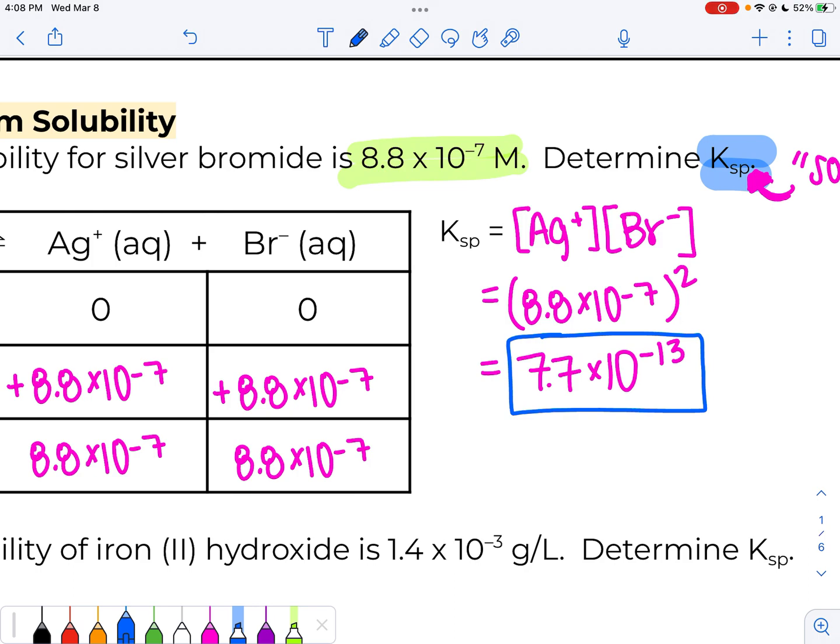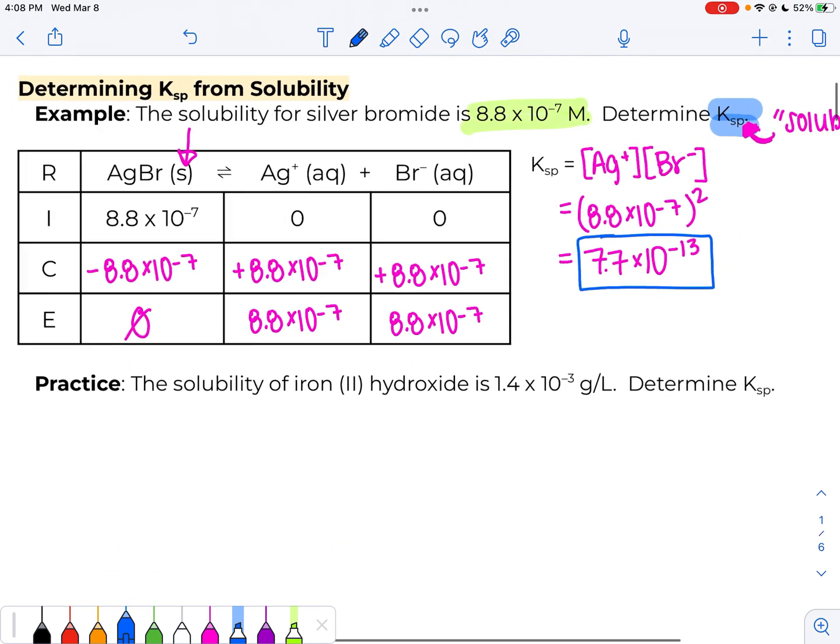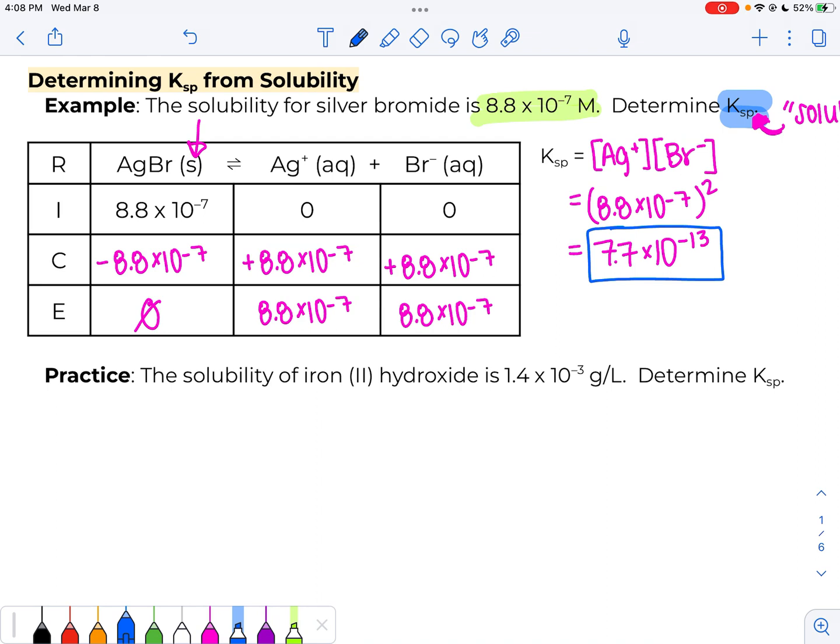Okay, so our practice problem, what we can do to practice this skill is take iron 2 hydroxide.